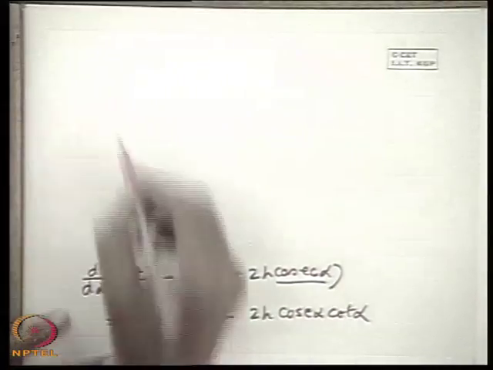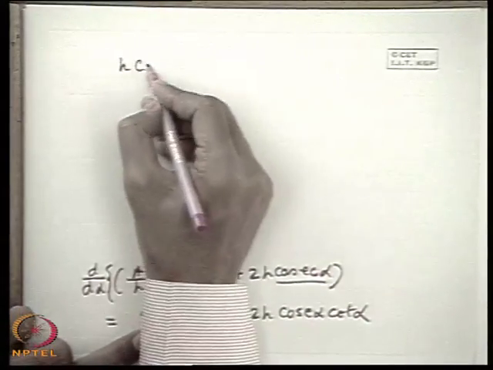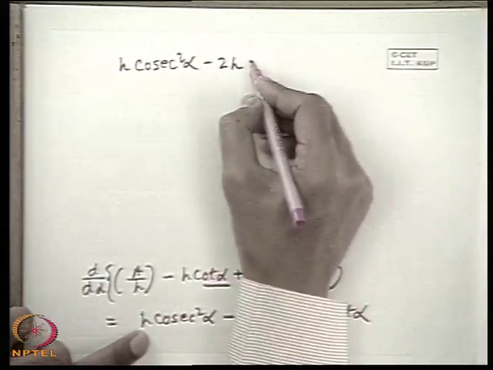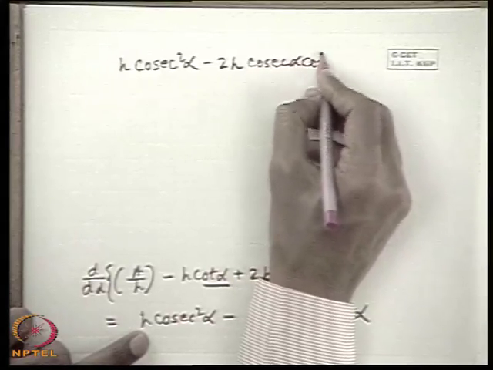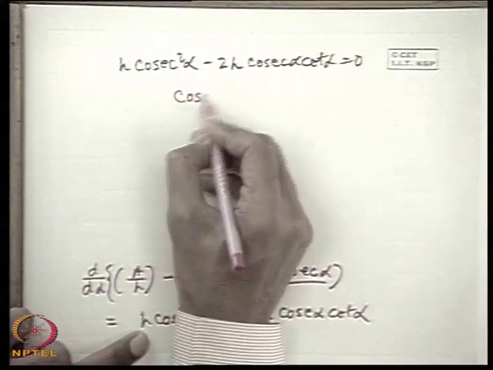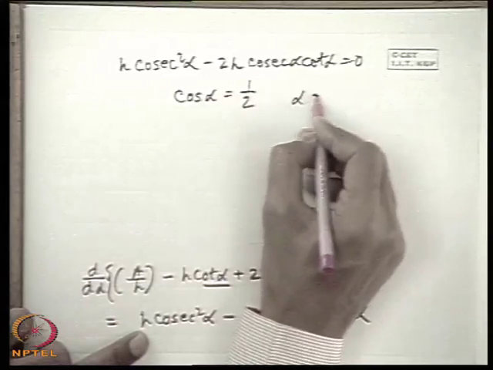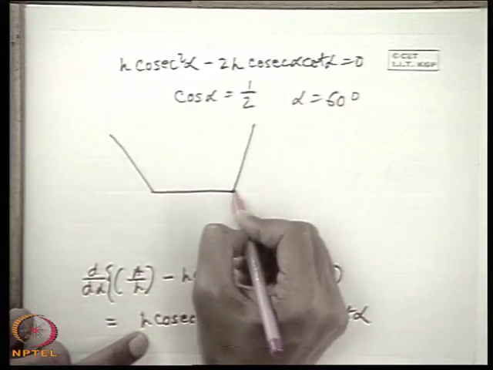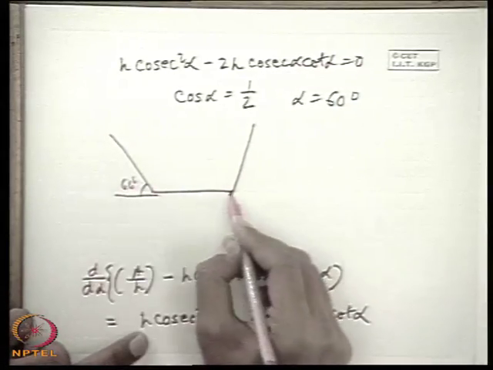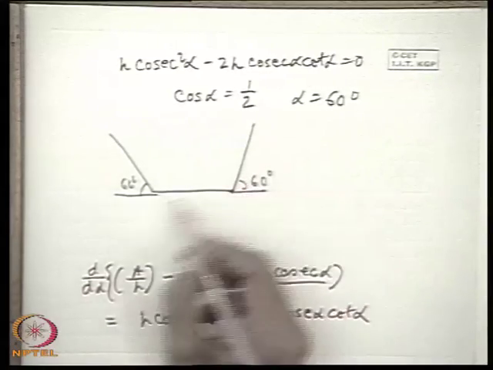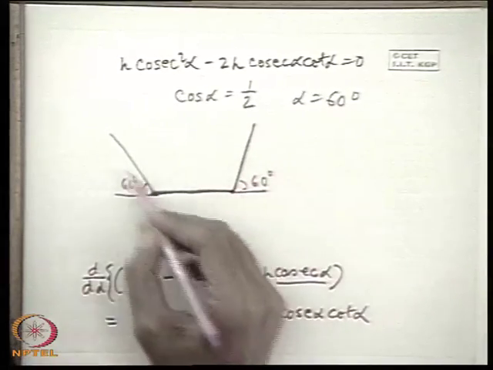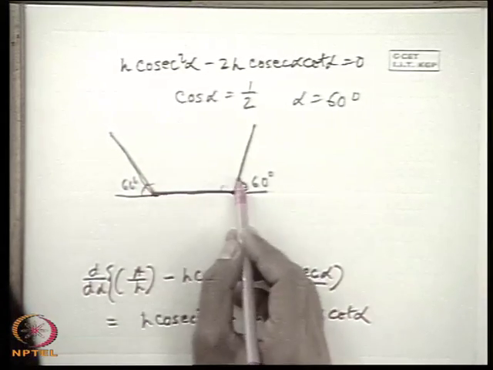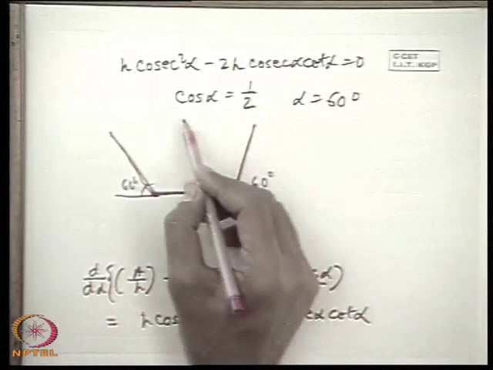And if we put this equal to 0, that means h cosec square alpha minus 2h cosec alpha cot alpha is 0, we get simply cos alpha is half, which means alpha is 60 degree. That means we get a trapezoidal channel with this angle as 60 degree, which is half of a regular hexagon. So this is the angle. Half of a regular hexagon, because in a regular hexagon the included angles are all equal to 120 degree.